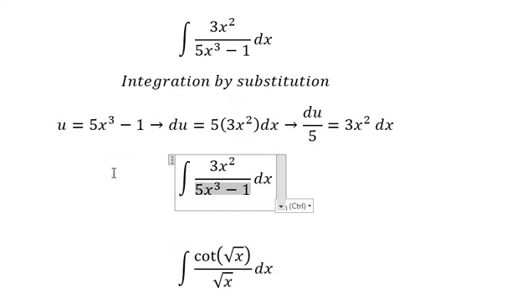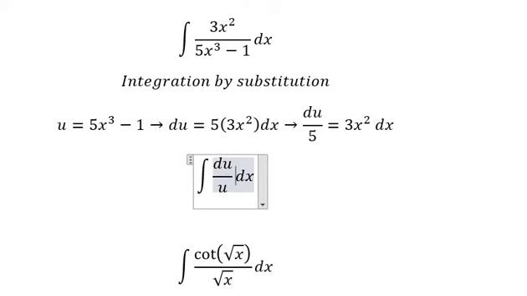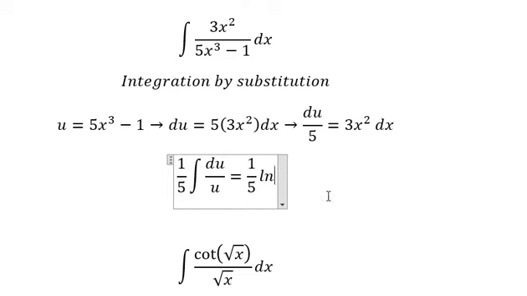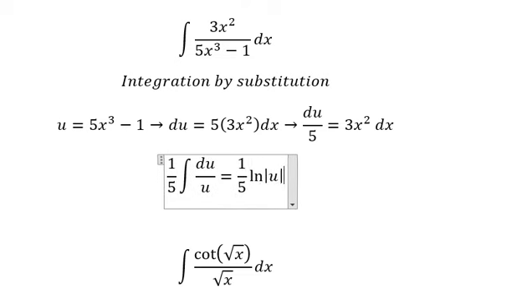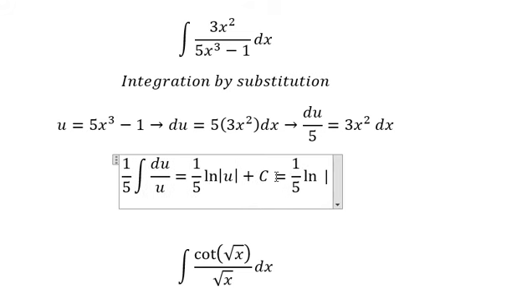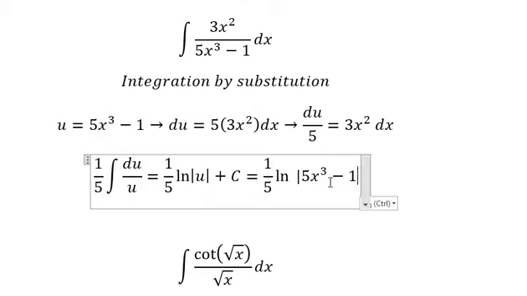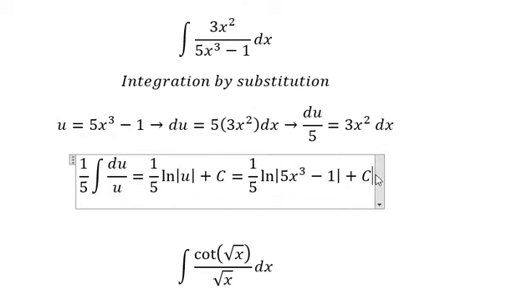So this one we change to u. 3s squared ds we change to du over 5. The integration of 1 over u gives ln of the absolute value of u, and we put c. For u, we substitute this expression, and we put c in here.